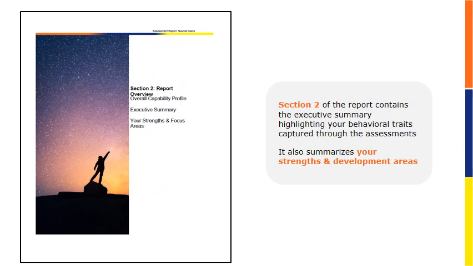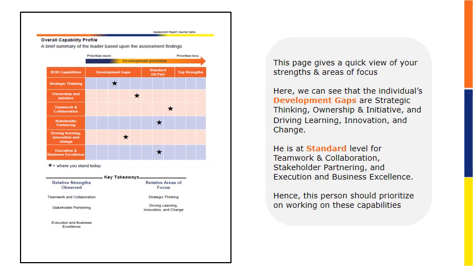Let us now move to section 2 of the report that gives you insights on your top strengths and development areas. This is a brief summary of your overall capability profile. Here, your strengths and development areas are clearly charted out. This will give you a quick glance at what should be your development priorities.